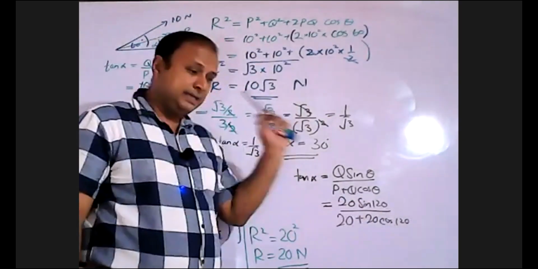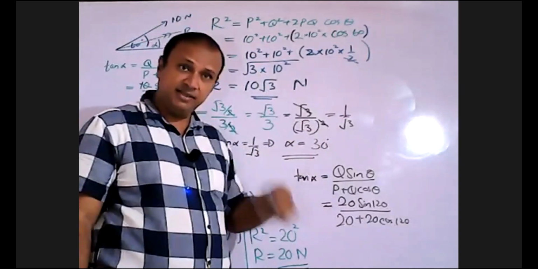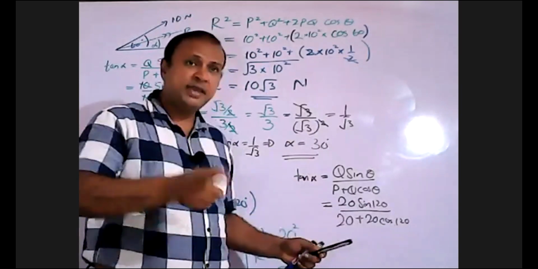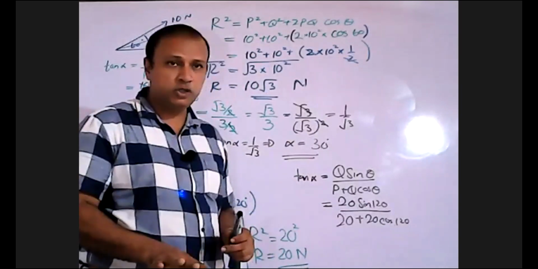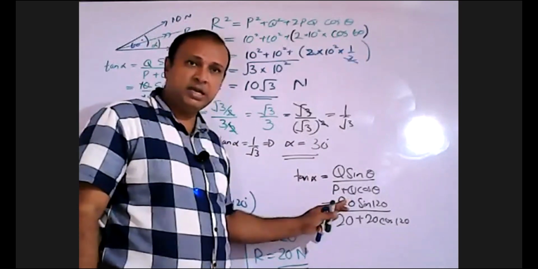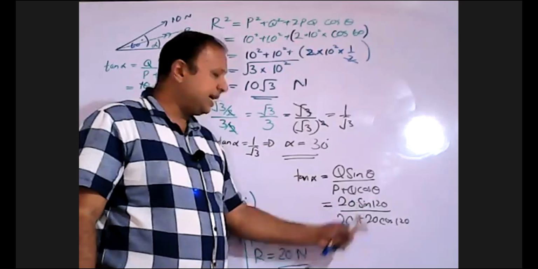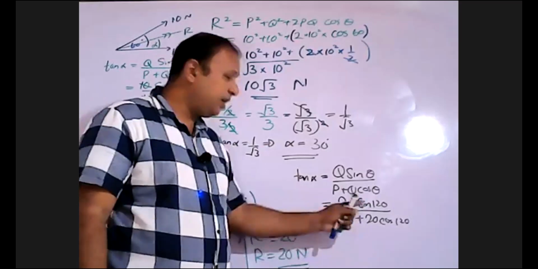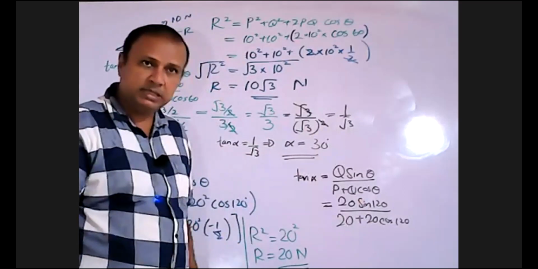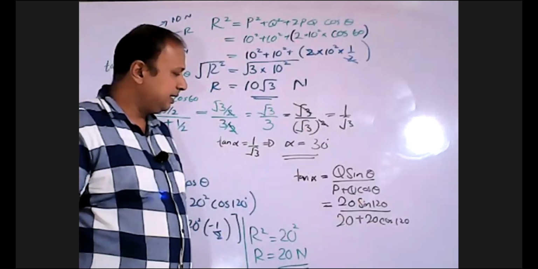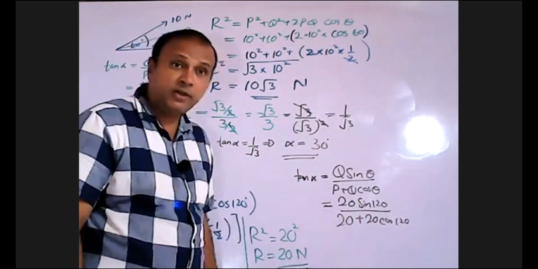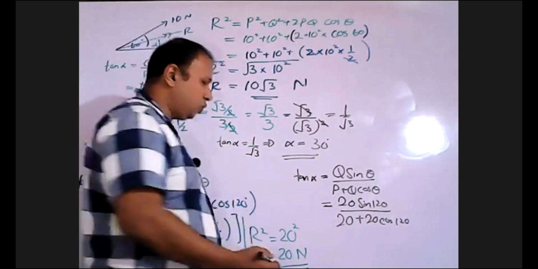Sin 120 means sin 180 minus 60. That means sin 60. 120 belongs to the second quadrant. In the second quadrant, sin value is positive. Therefore, the sin value is positive here. Therefore, sin 120 is equal to the value of sin 60. Sin 60 means root 3 over 2. Therefore, sin 120 is equal to root 3 over 2.